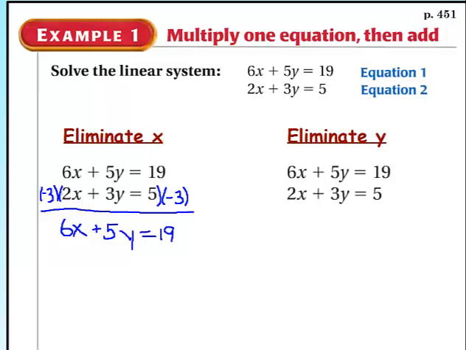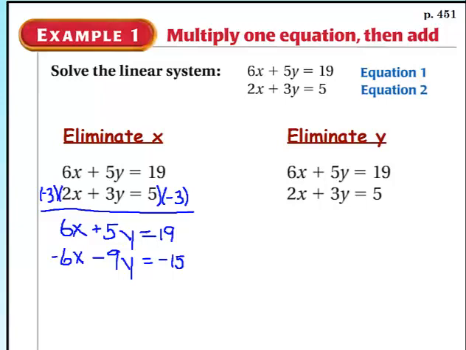And the second equation changes to negative 3 times 2x, which is negative 6x. Go back outside and distribute in the negative 3 times the positive 3. That's a negative 9y. And multiplying the other side by negative 3 is negative 15.